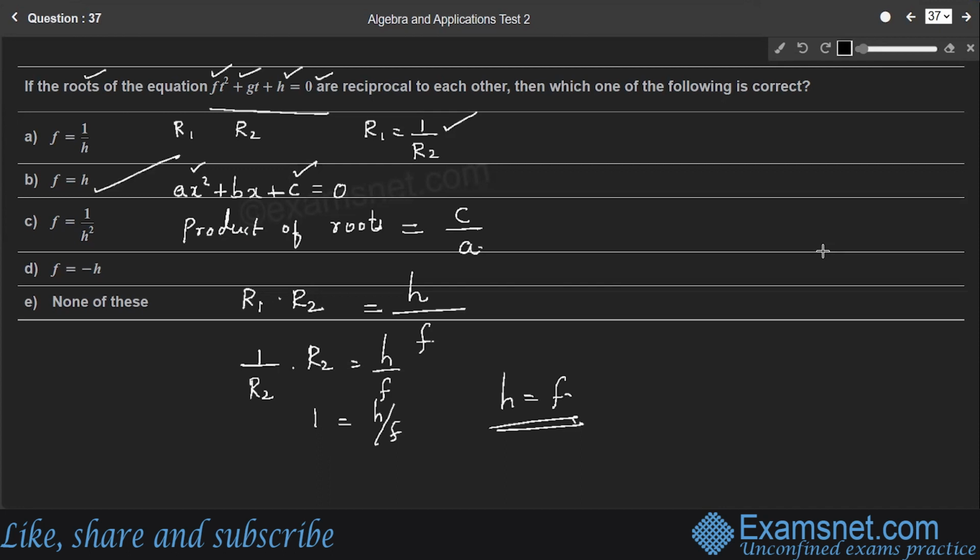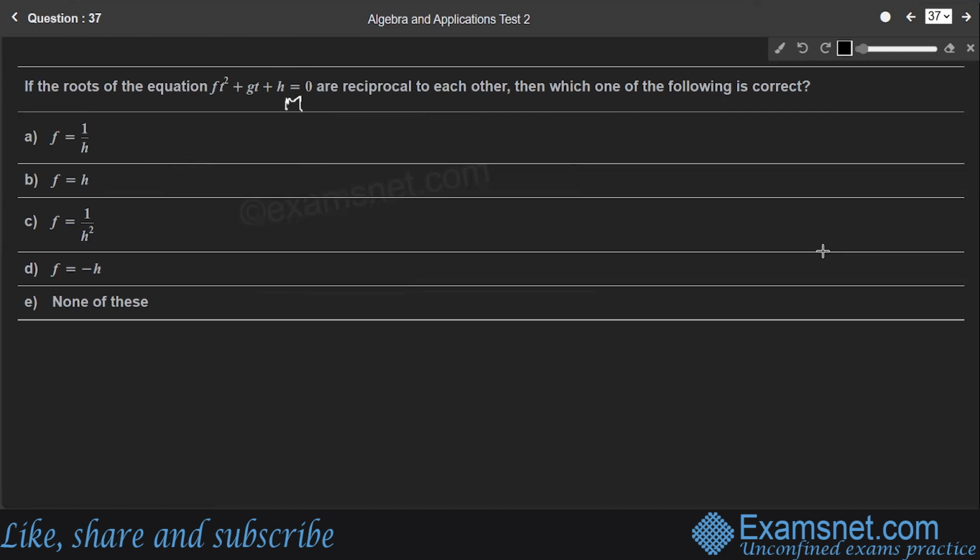So, in the quadratic equation, when roots are reciprocal to each other, then f is equal to h. That means the coefficient of t square is equal to the last constant. So, this is the easiest method to solve this. Now we'll go for another method, right? Method 2, the second method.